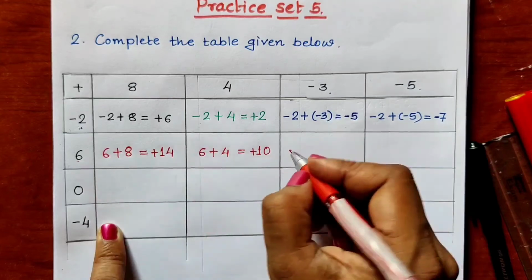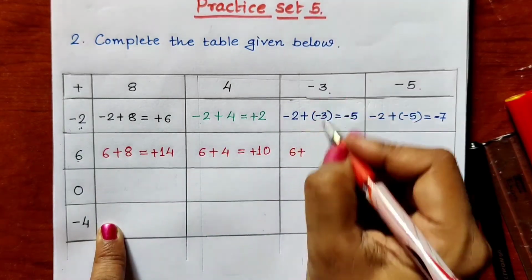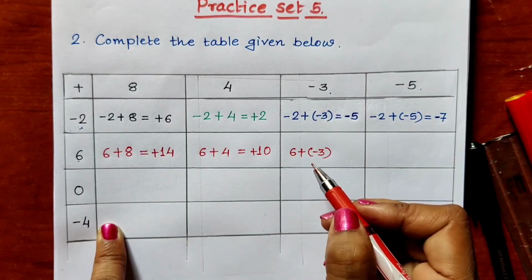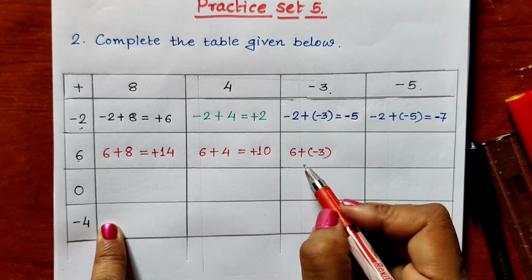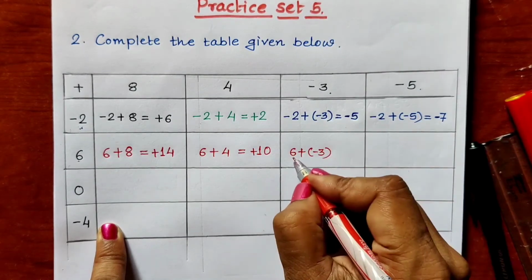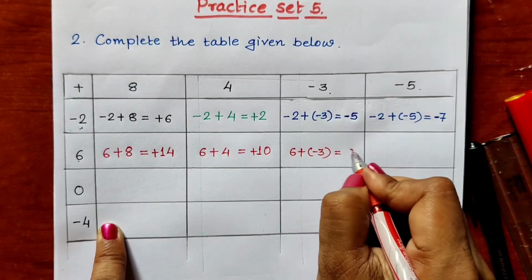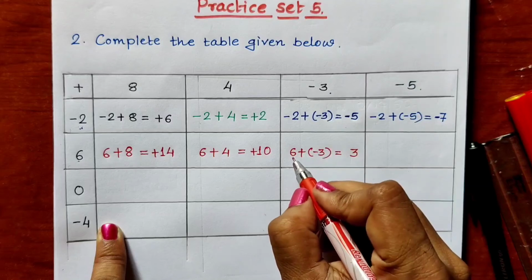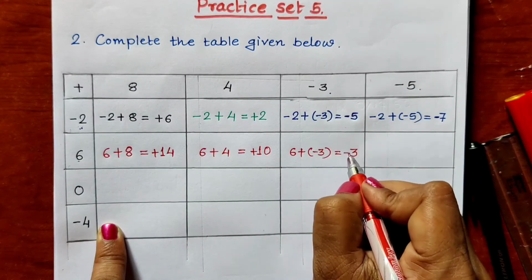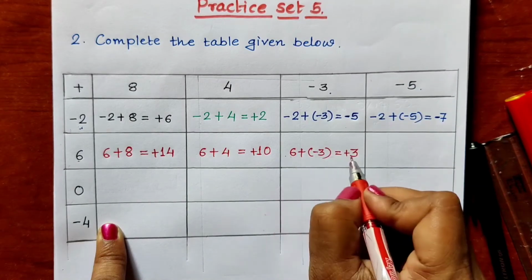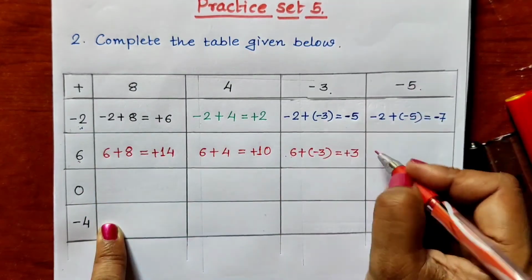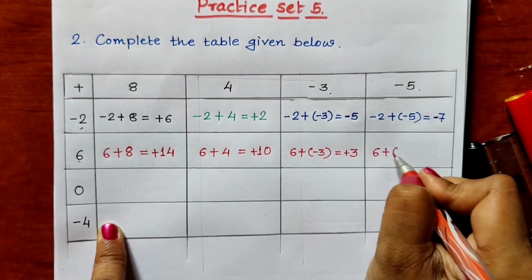Now 6 plus this minus 3. Different signs. When different signs are there, we will subtract the smaller number from the bigger one. So that means 6 minus 3. Answer is 3. And we should give the sign of the bigger number. Bigger number is 6. So the sign is plus. So the answer will have a plus sign. Now this 6 plus minus 5.